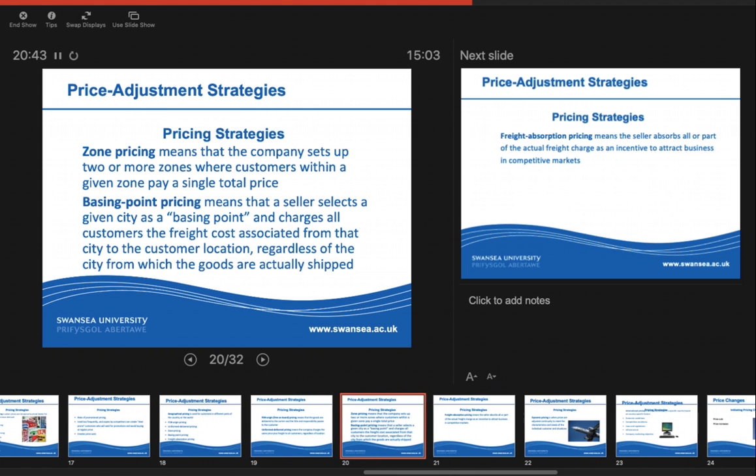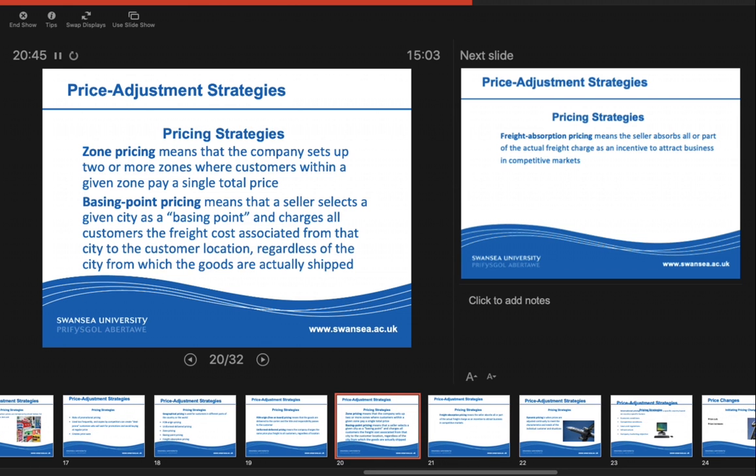Zone pricing: the company sets up two or more zones where customers within a given zone pay a single total price. So the EU, very topical at the moment because the UK is coming out of the single market, but most suppliers will use an EU-based zone pricing model, which means that once we leave the Eurozone, if we don't have a deal, then pricing of products outside of the UK are likely to become more expensive.